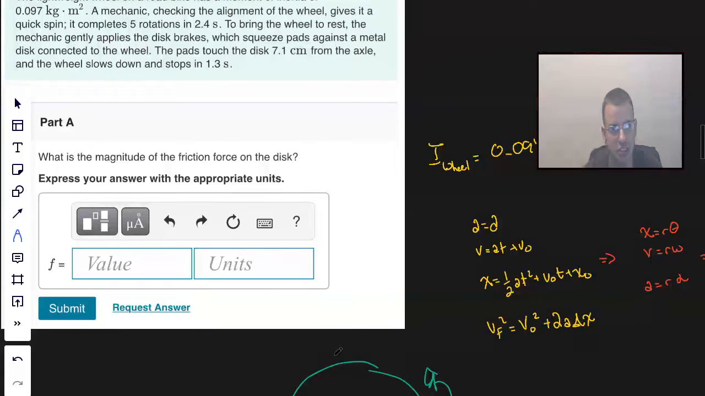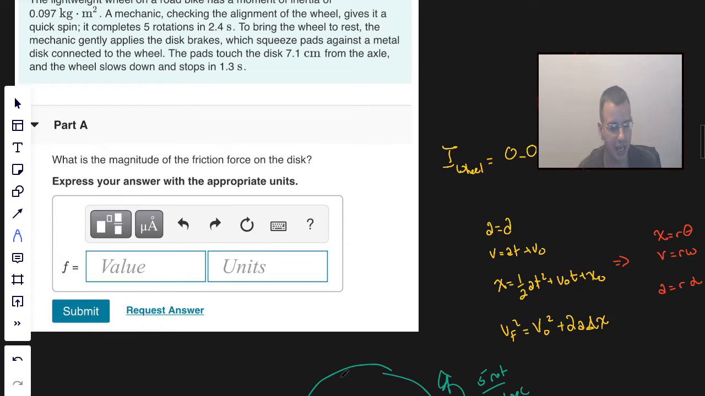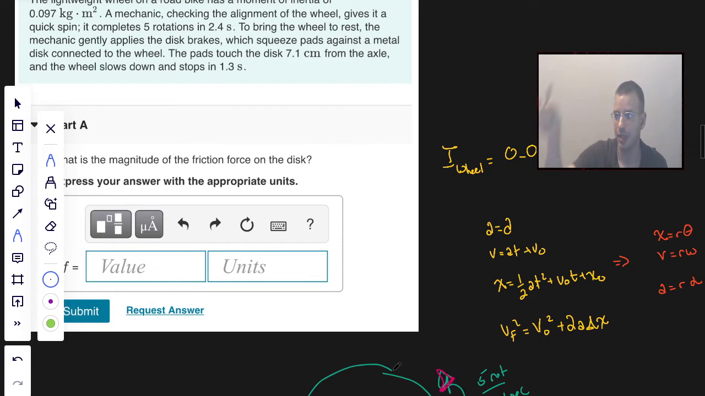So 5 rotations per 2.4 seconds, which is going to be a speed. Bring the wheel to rest, he applies. So they don't tell us how big the wheel is, but I don't think it matters. And so there's going to be a force applied in the opposite direction. So the wheel is spinning. I'm going to say in this case the wheel is spinning counterclockwise. And there's going to be a force applied.